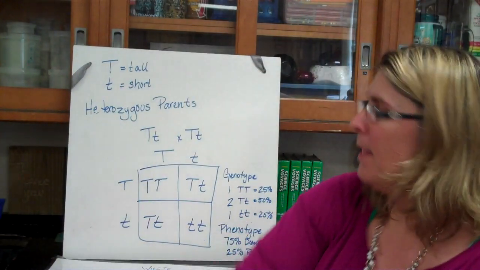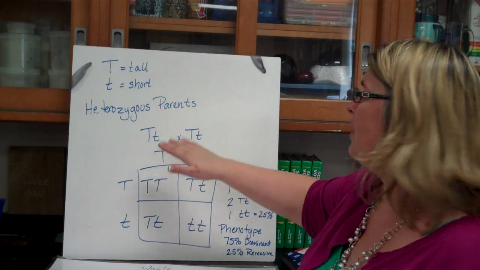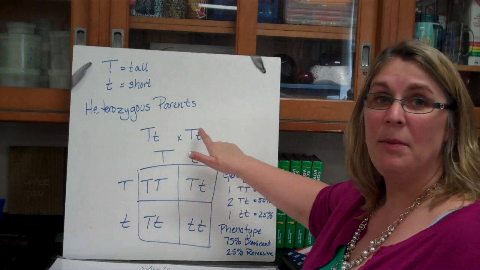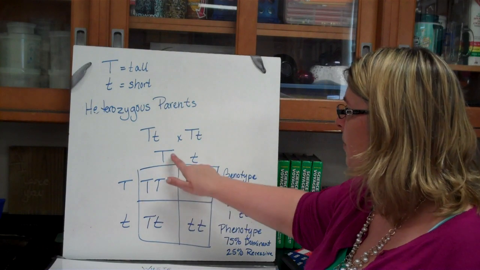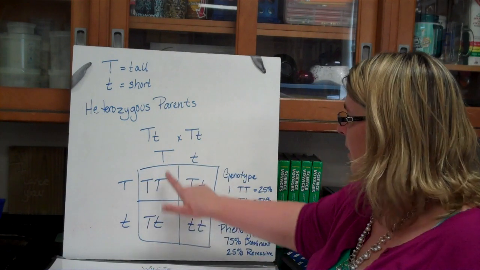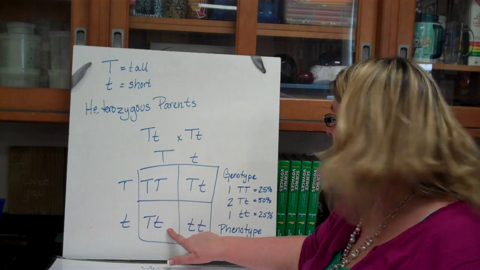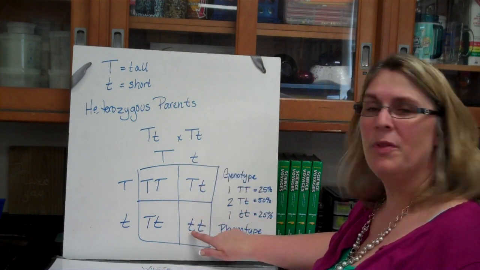Got it? Now, let's say that we had two heterozygous parents, which would mean big T, little t, and big T, little t. You'd put a big T, little t, big T, little t. You bring them down. Here you have an individual that's big T, big T. Here you have an individual that's big T, little t. Here you have an individual that's big T, little t. And here you have an individual that's little t, little t.